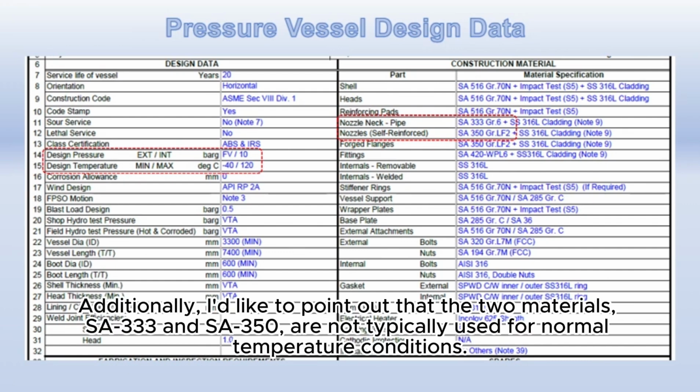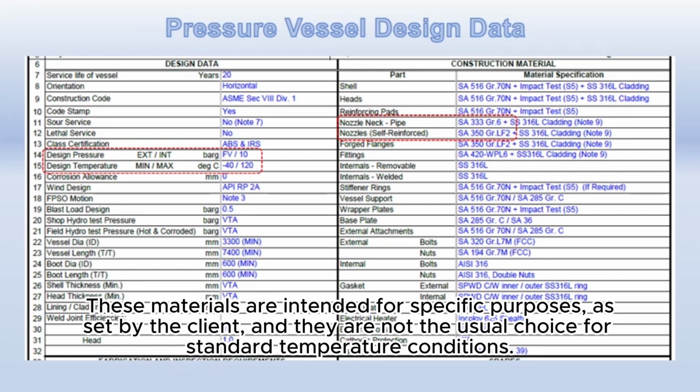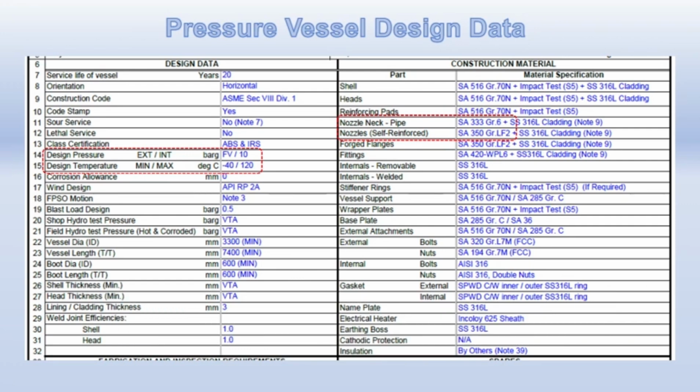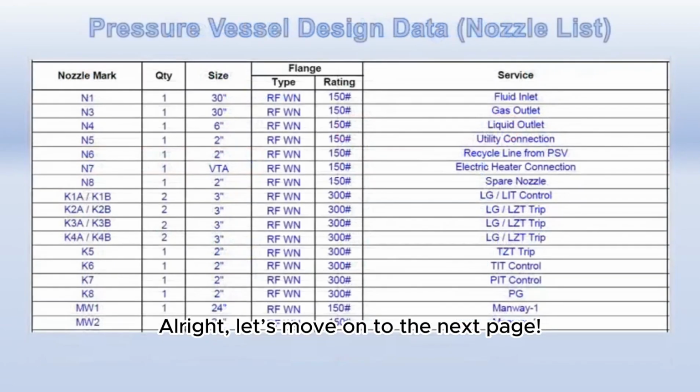Additionally, I'd like to point out that the two materials, SA333 and SA350, are not typically used for normal temperature conditions. These materials are intended for specific purposes as set by the client, and they are not the usual choice for standard temperature conditions. What I mean is that these are low-temperature carbon steels, which are used in very low temperatures, often well below freezing, to handle the extreme low temperatures. So to clarify, SA333 is a low-temperature pipe material, and SA350 is a low-temperature forging material. Alright, let's move on to the next page.